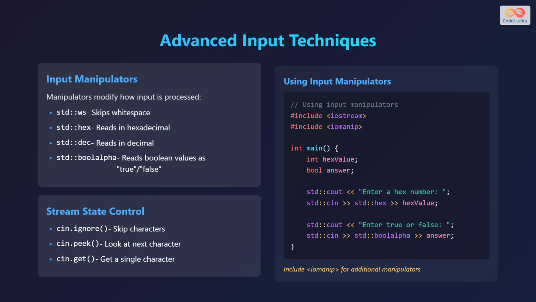Let's see how to use input manipulators in C++. The code starts with including iostream and iomanip library. In the main function, an integer variable hexValue and a Boolean variable answer are declared. The program prompts the user to enter a hex number, then reads the input in hexadecimal format using std::hex. Then it stores it in the hexValue variable. After that, the program prompts the user to enter true or false and reads the input as a Boolean value using std::boolalpha, storing it in the answer variable. To use these manipulators, we must include the iomanip header.